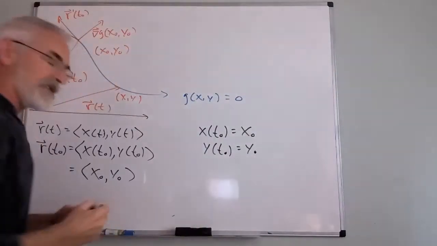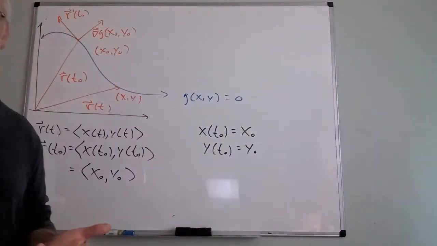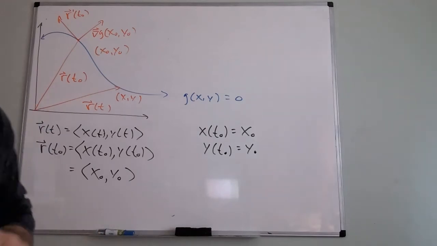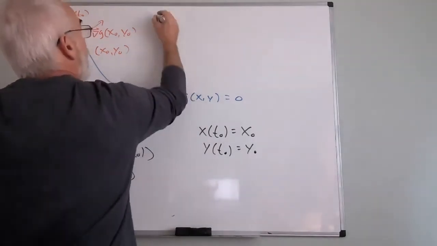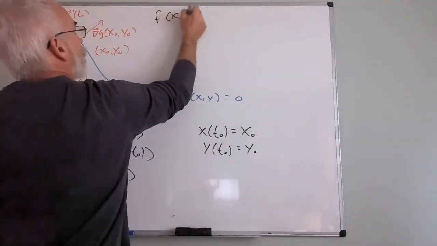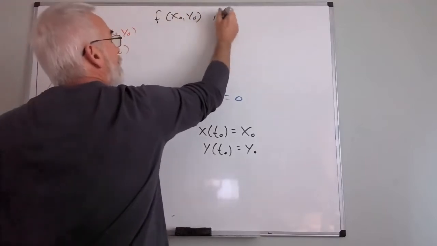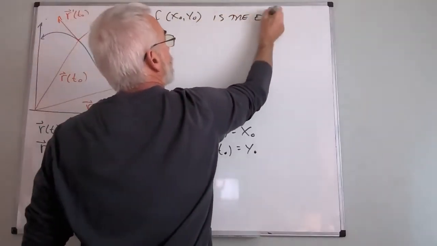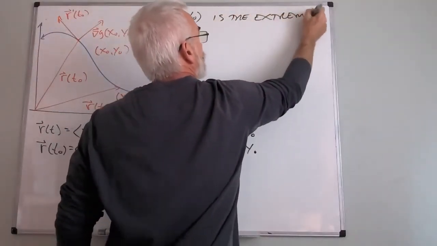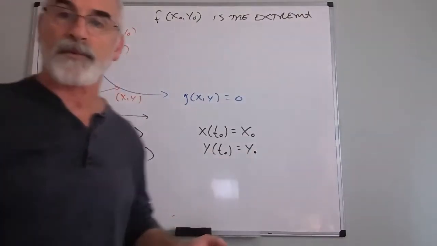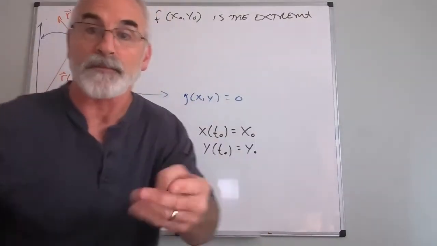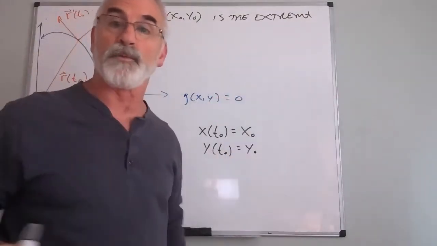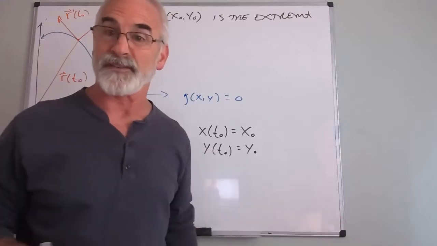I said I wanted to maximize or minimize. I wanted to find the extrema of f of x, y. Well, f of x naught, y naught is the extrema. Because we said x naught, y naught is where it's happening. Not because I'm telling you ahead of time, I'm saying it exists, and let's assume that we figured it out. We figured out where it is.